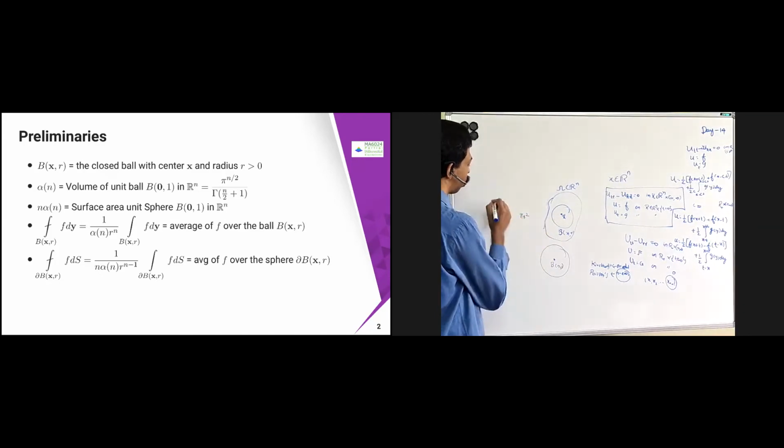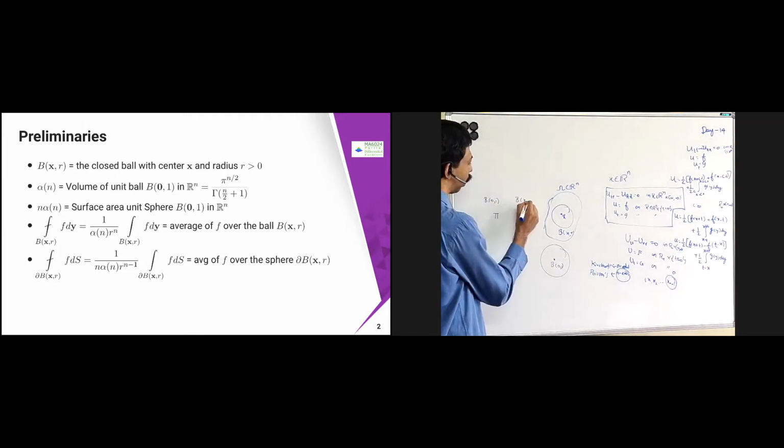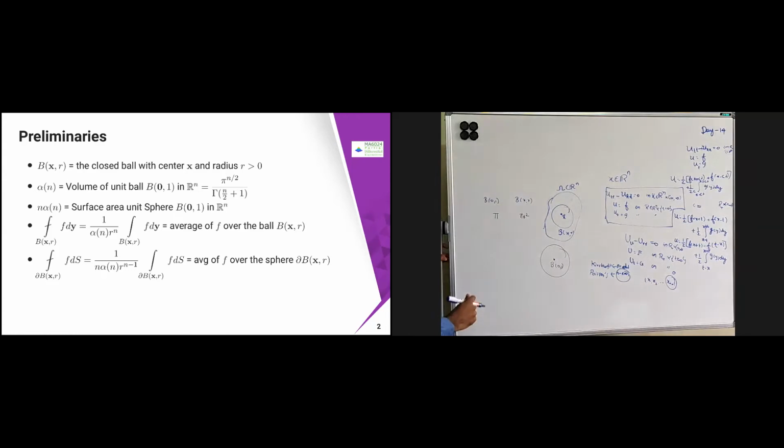Okay, so I'm just going to put here B of 0 comma 1, and here I'm going to put B of x comma r. So that is going to be pi r square. This is pi r square. Okay, so this is area in the 2D case.